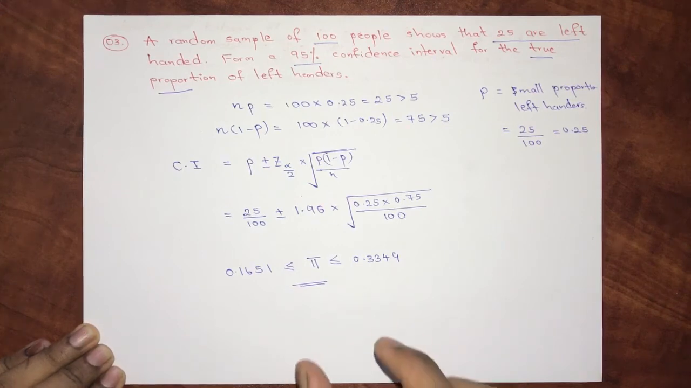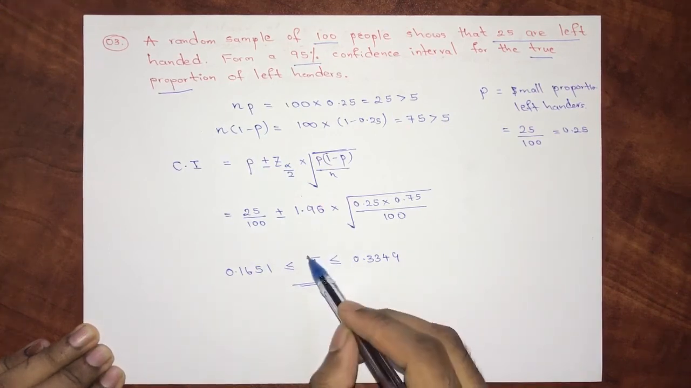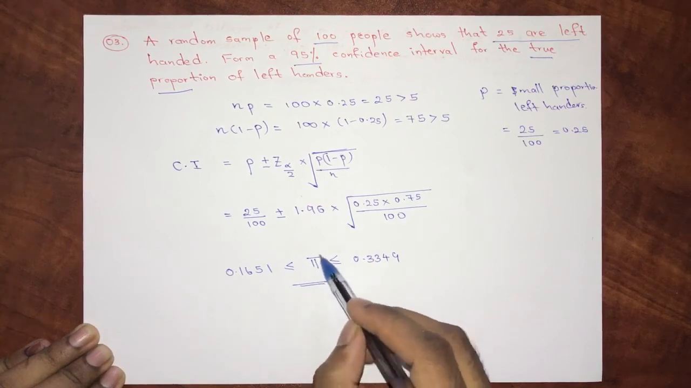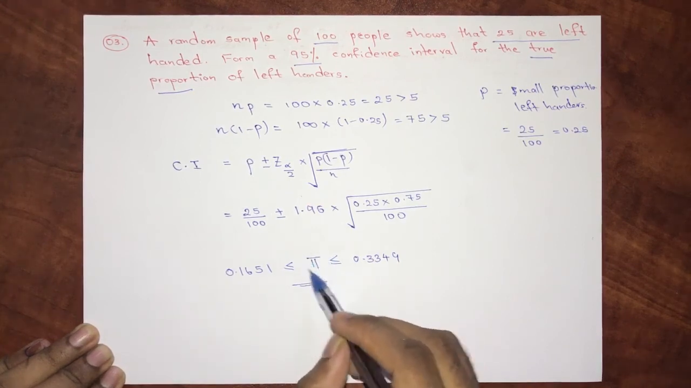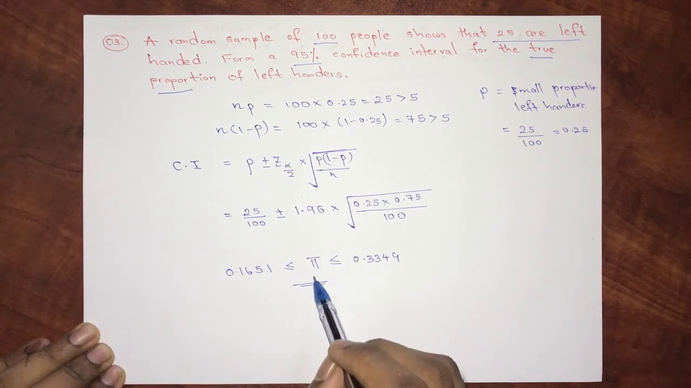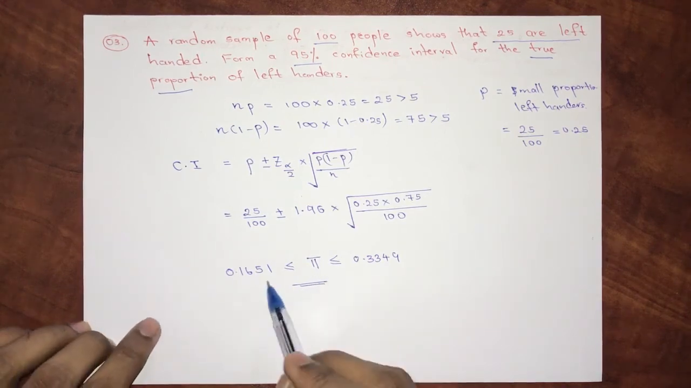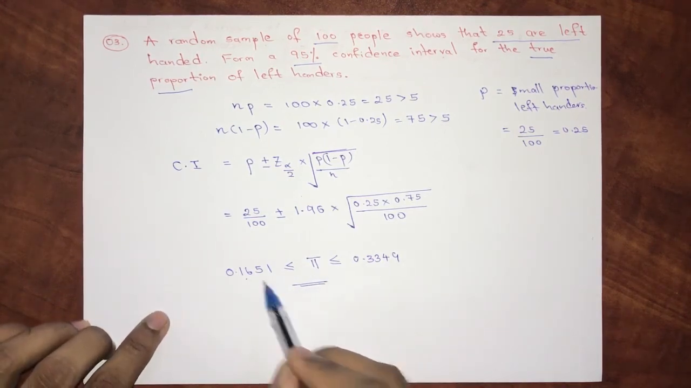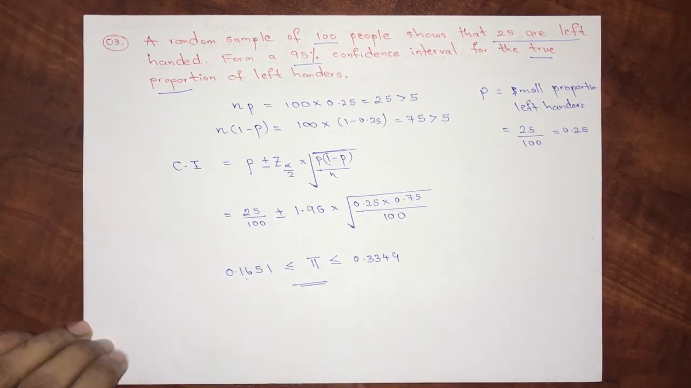So how do you interpret this? Well, we are 95% confident that the true percentage of left-handers, so that is your population proportion given by the symbol pi, in the population is in between 16.51% and 33.49%.